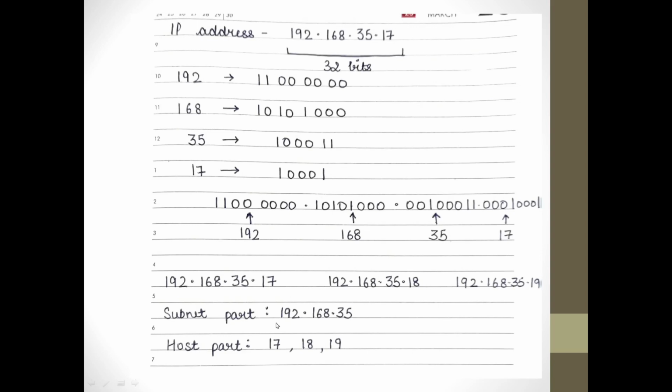The host part identifies a specific device within the network. It distinguishes one device from another within the same network. The size of the host part is determined by the remaining bits in the address after the network part. So, as I have shown, these 17, 18 and 19 represent the host part.